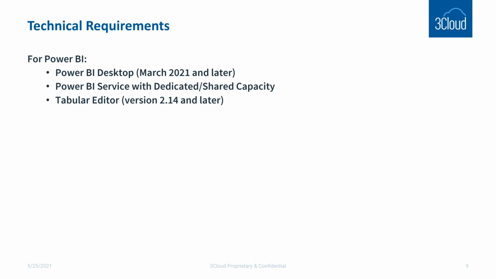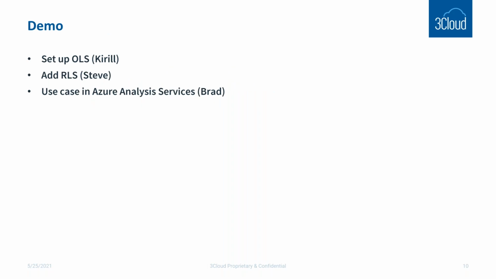All right. So before the demo, the last slide I have is what you need to get this all implemented, at least for Power BI. You need Power BI Desktop March 2021 or later. Just to remind you, these versions come out every month. You need a Power BI service with dedicated shared capacity so you can publish and test it with users. And you need Tabular Editor. I believe the current version is 2016, but you need 2014 and later.